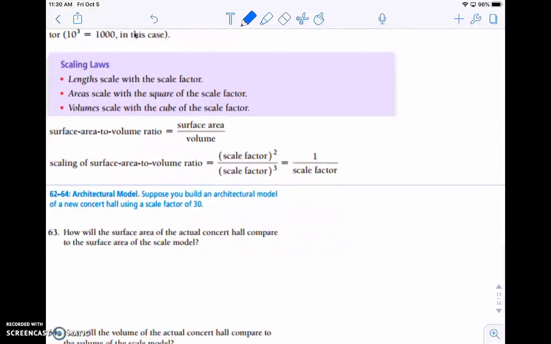So here's just a couple of things about scaling laws. Length scales with the scale factor, so lengths are one-to-one, to the first power. Areas are the square of the scale factor. Volumes are the cube of the scale factor. And then just some things to keep in mind. If you're looking at surface area to volume ratio, you just take surface area divided by volume. And again, the surface area is to the second power, the volume is to the third power, so it turns out to be just 1 divided by that scale factor when you're looking at that ratio.